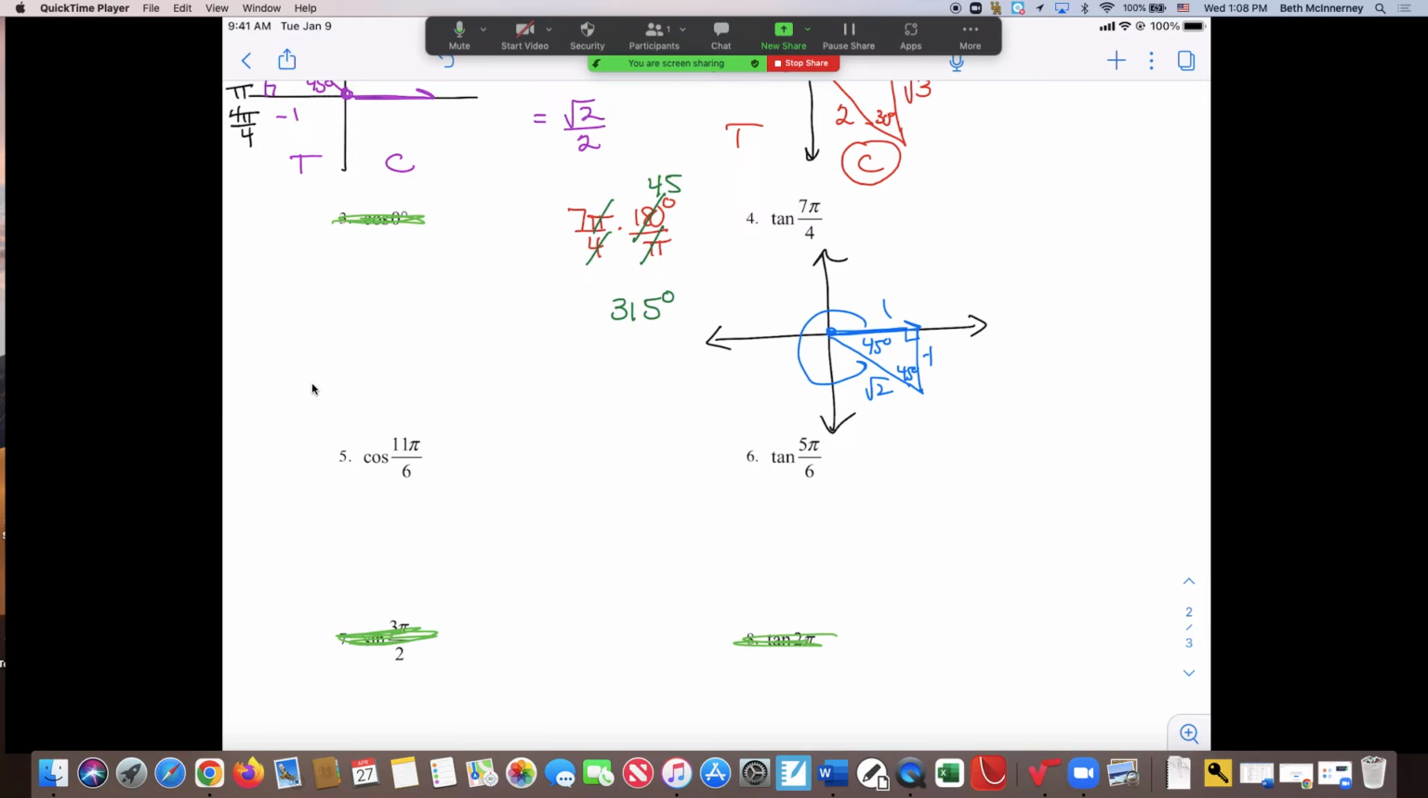All right, number 4. I converted 7 pi over 4. I multiplied by 180 over pi and got 315 degrees. I sketched it. That is exactly halfway in the 4th quadrant. So that's a 45-degree reference angle. So I'm going to get a 45, 45 right triangle. So the sides are 1, 1, square root 2. Then tangent is opposite over adjacent. That's -1. Here's my check. All students take calculus. Tangent ought to be negative.